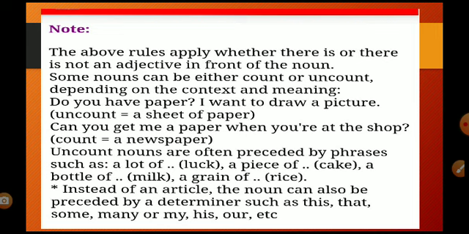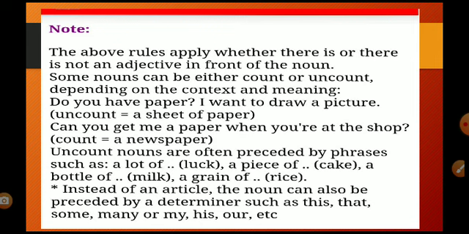But the above rules apply whether there is or there is not an adjective in front of the noun. Some nouns can be either countable or uncountable depending upon the context of the meaning. This is a beautiful example that it will depend upon the context of the sentence.